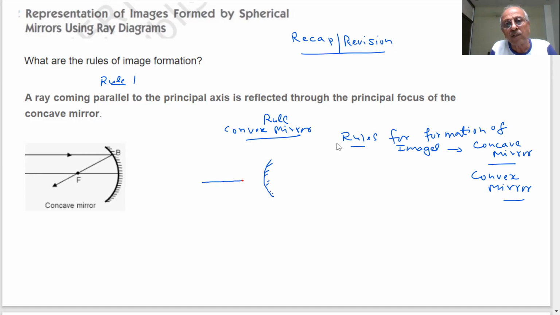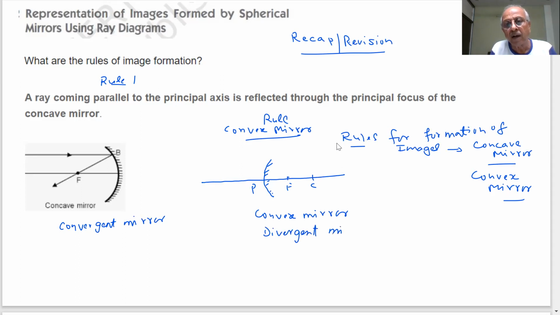As you can see, which mirror is this? Convex mirror. Very good, be with me, student. With the scale, you can draw F, C, and this is your pole. Here the light is converged; this is a convergent mirror. And this is a divergent mirror. Note down everything, it is important. If a ray of light is coming parallel to the principal axis, what will happen?